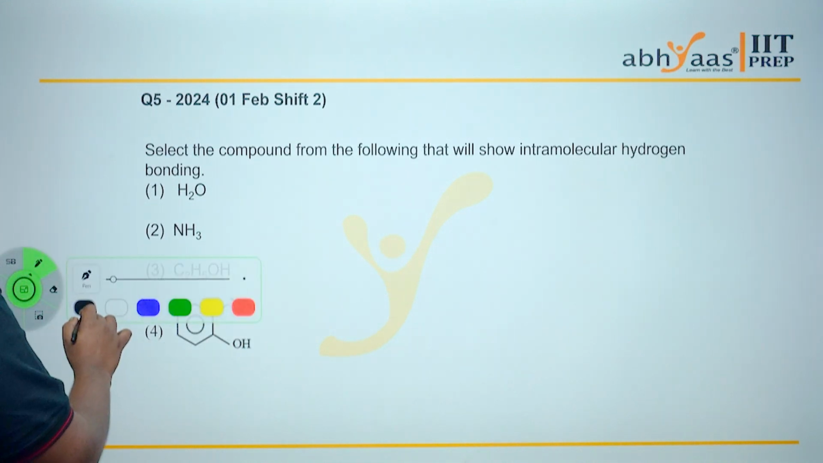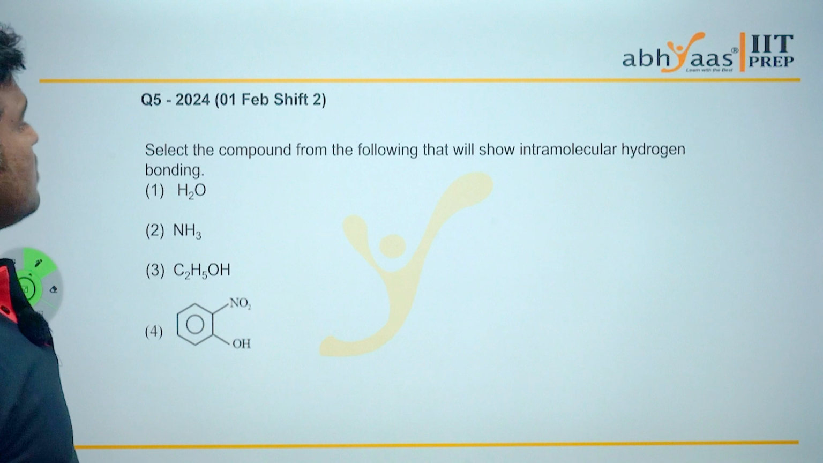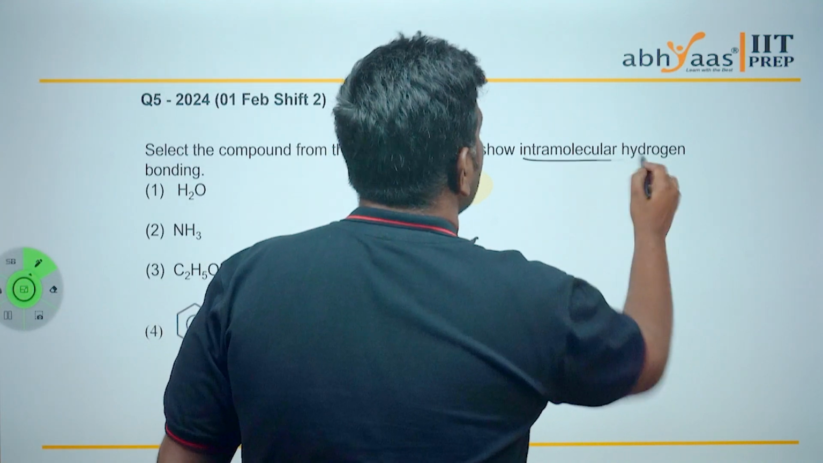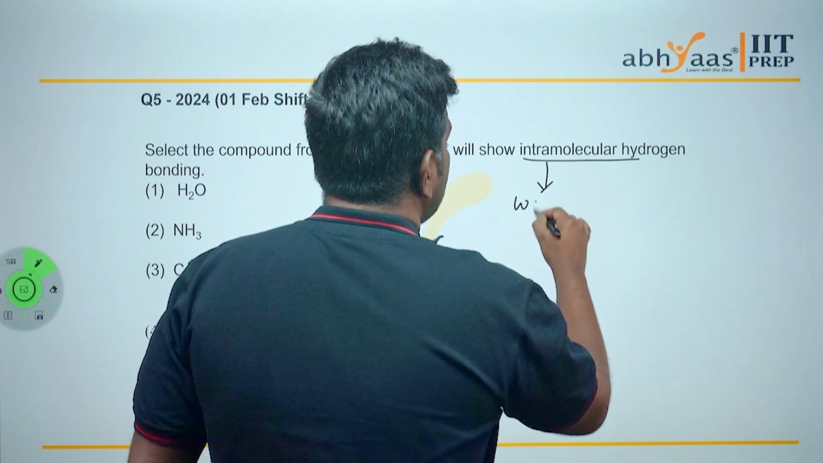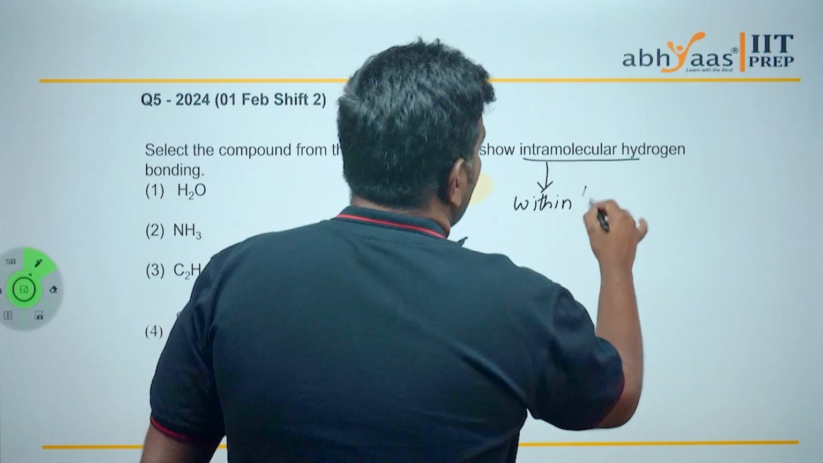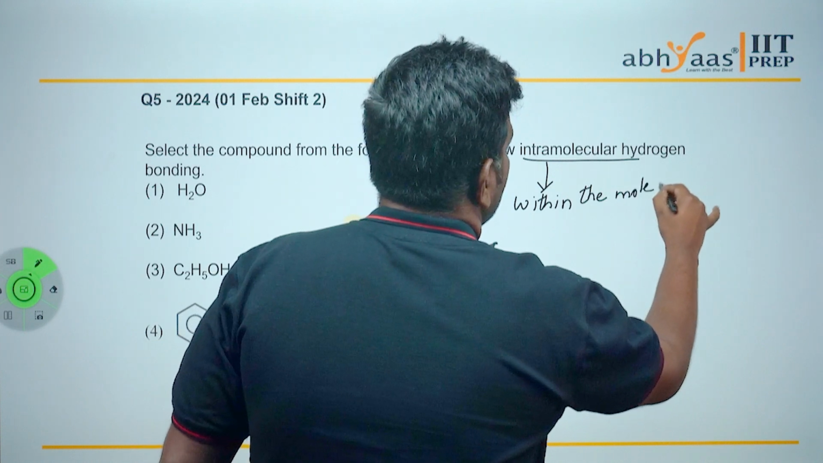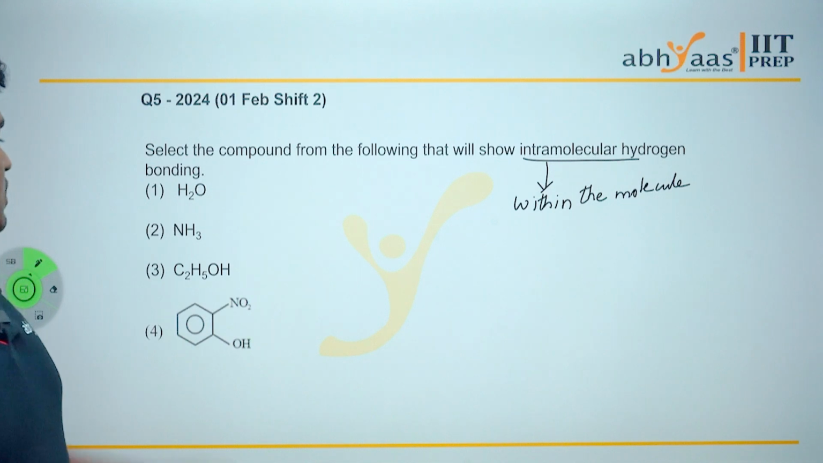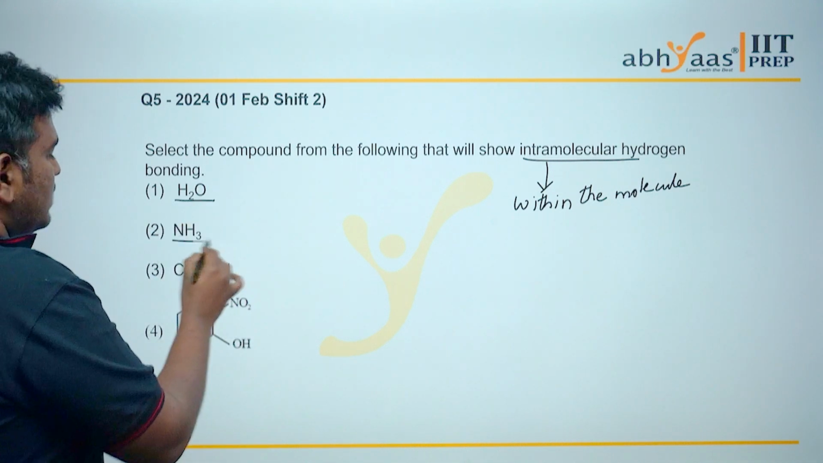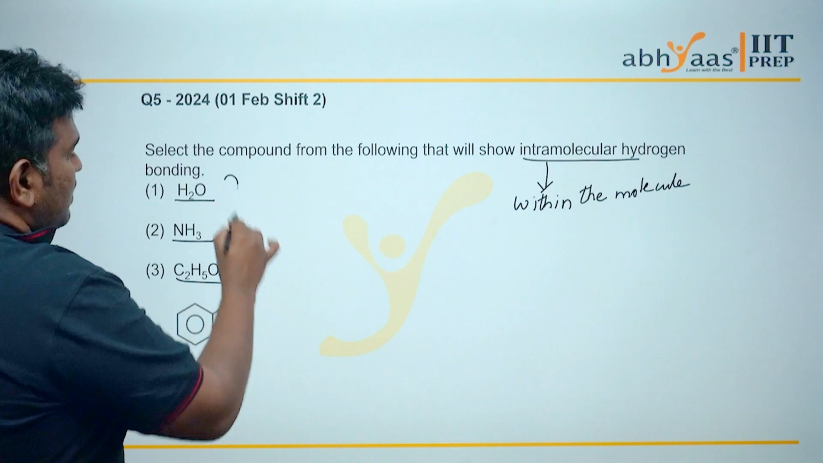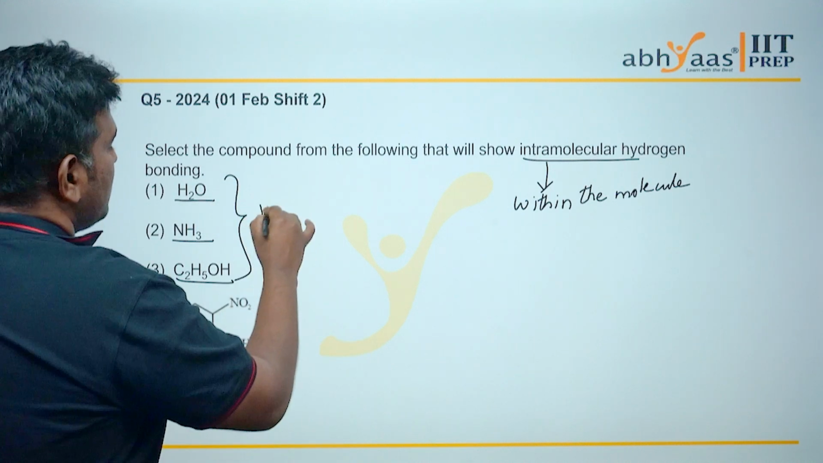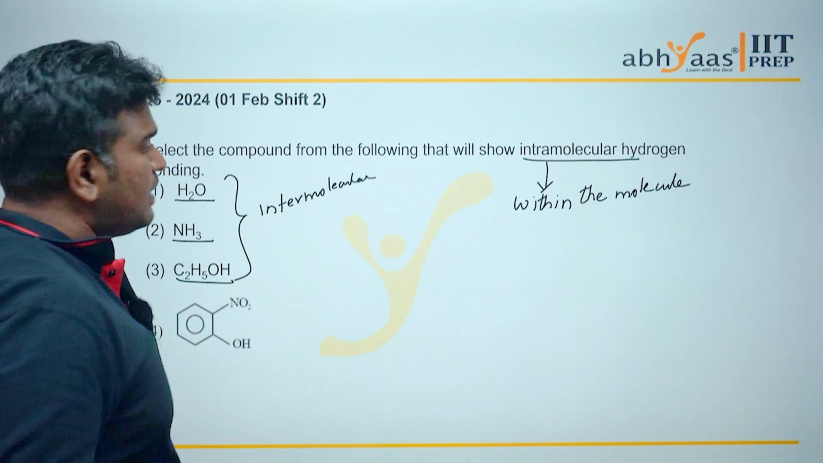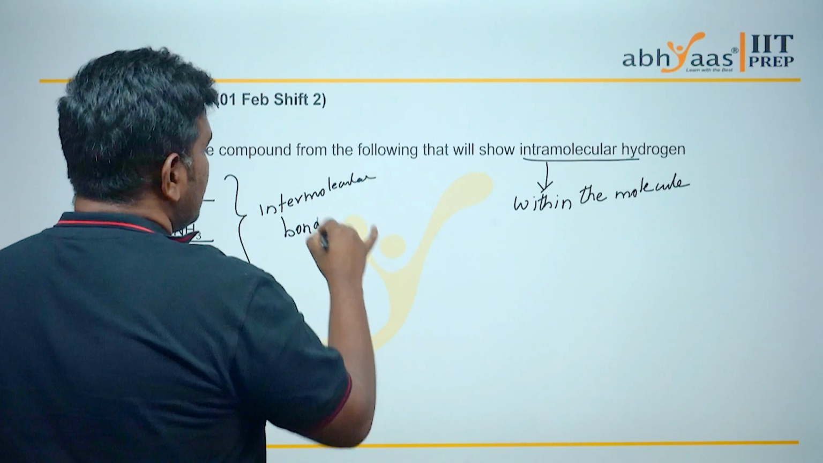Here, they have asked, select the compound from the following that will show intramolecular hydrogen bonding. Intramolecular. So, what do you mean by intramolecular? Within the molecule. That is intramolecular. It's not intermolecular. It is intramolecular, right? So here we can easily say that H2O, NH3 and C2H5OH, these three will be showing intermolecular hydrogen bonding. And you know the reason for that? Presence of hydrogen, they will be showing intermolecular hydrogen bonding.